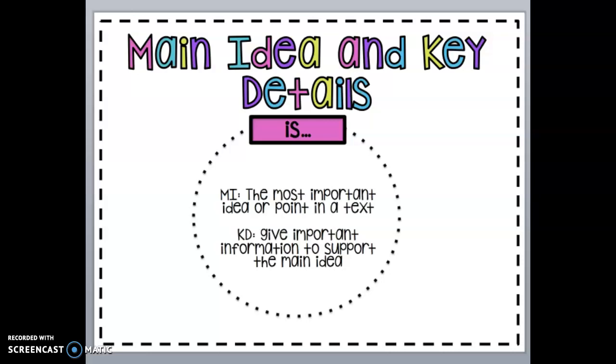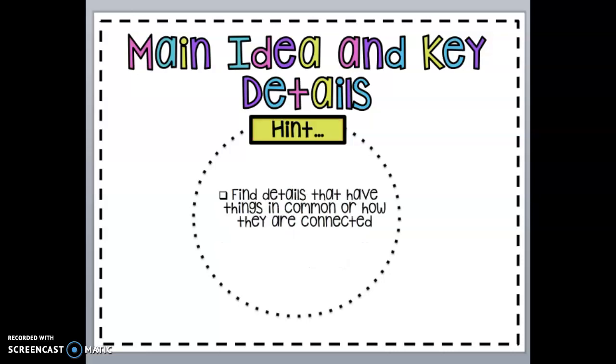Now, KD, key details, those give important information to support the main idea. So any of your key details, they have to relate back to the main idea. Otherwise, they don't support it and we can't list it as a key detail for the main idea. Here's your weekly hint. You're going to find details that have things in common or how they're connected. Typically in a section or in a paragraph, you'll see a group of details that all have something in common. They're somehow related to each other, which then you'll be able to come up with the main idea.